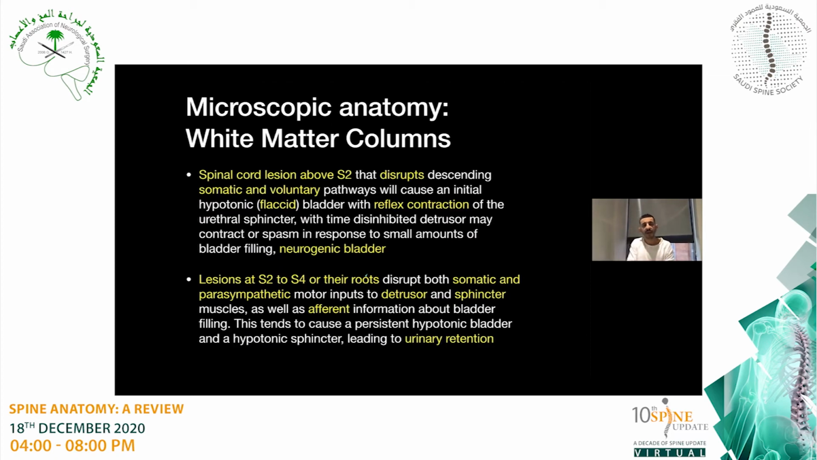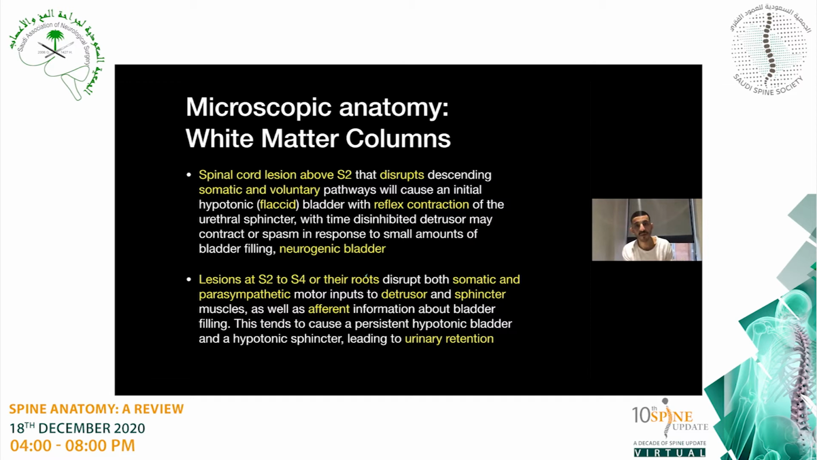So if the patient has spinal cord injury above S2, that means there will be disturbance of the descending somatic pathway and voluntary pathway. So the somatic and voluntary pathway will be affected. If below S2 and affecting the nerve root, it will affect the somatic and autonomic or parasympathetic. Sympathetic really doesn't do much for the bladder function, so it's mainly somatic and parasympathetic.